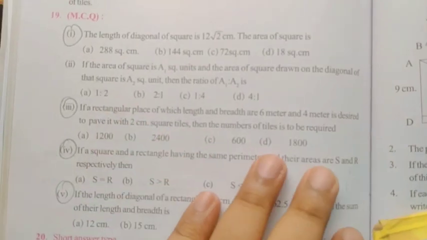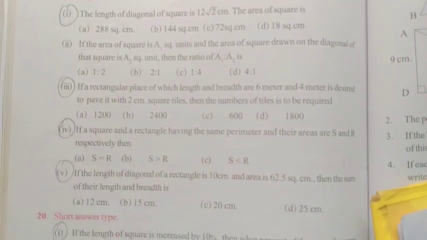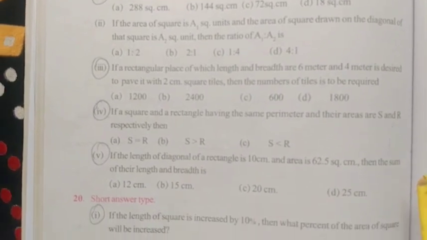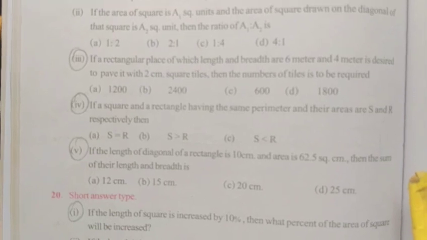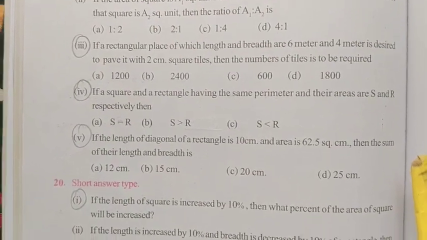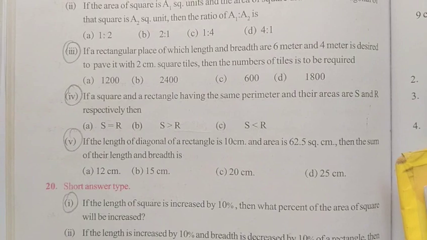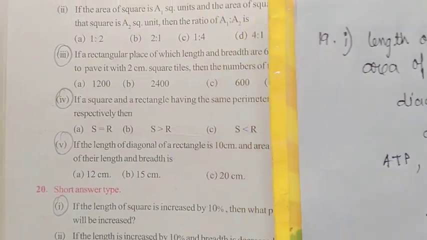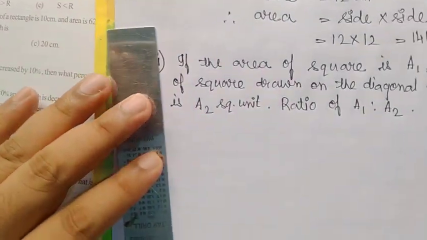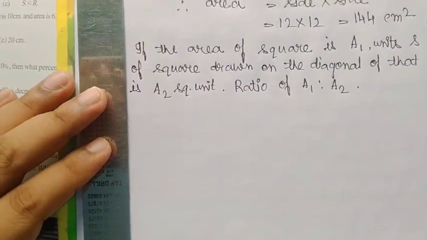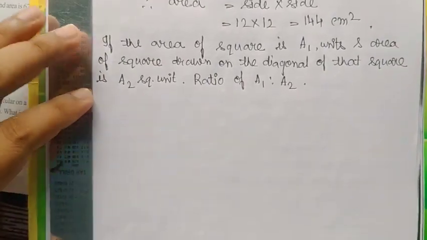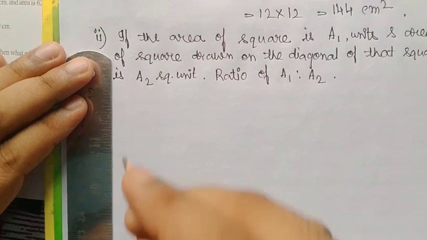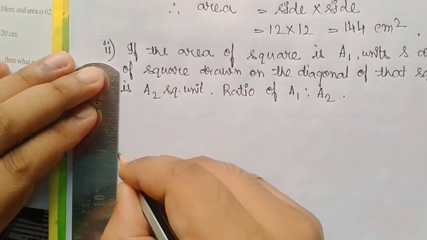Sum number 2. If the area of a square is A1 square units and the area of the square drawn on the diagonal of that square is A2 square unit, then the ratio of A1 is to A2. So we're gonna find the ratio of A1 is to A2. First of all we have to discuss this thing, because the diagram is totally different here. First of all you have to know what the diagram is here.